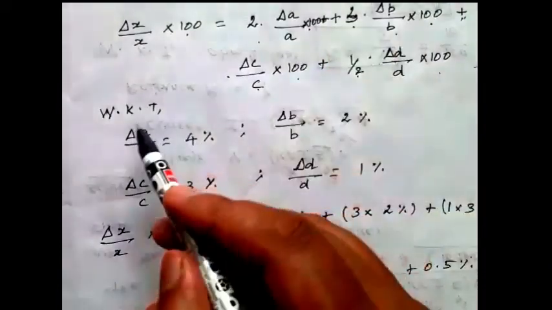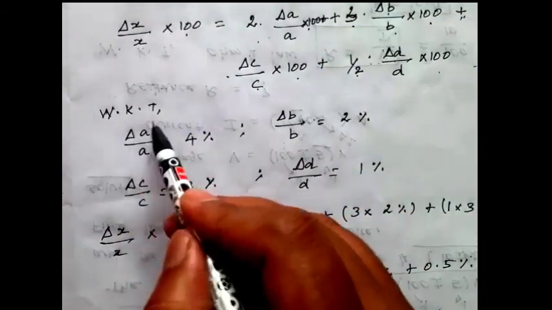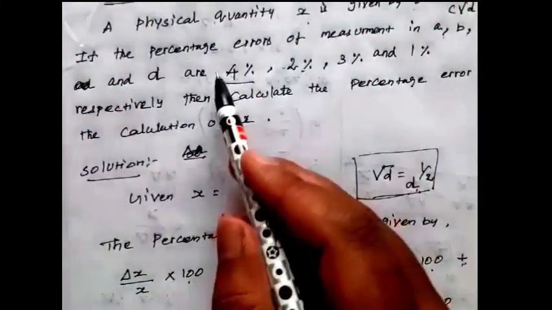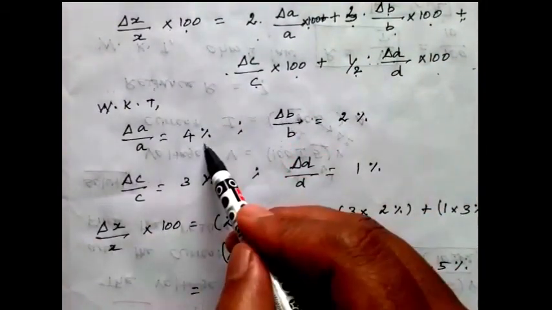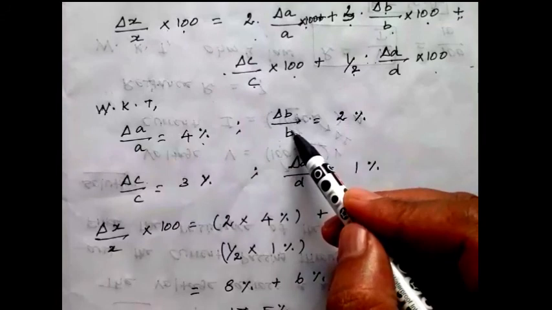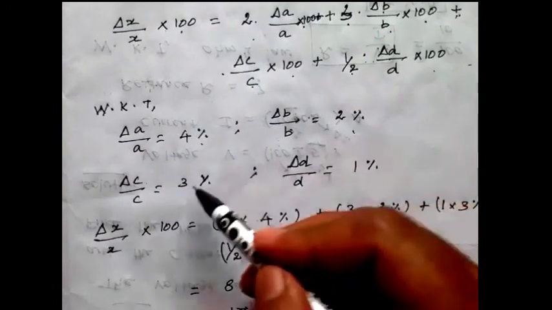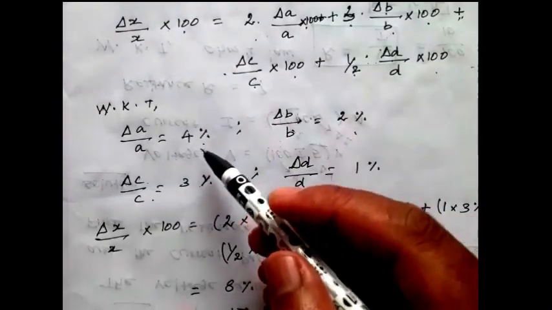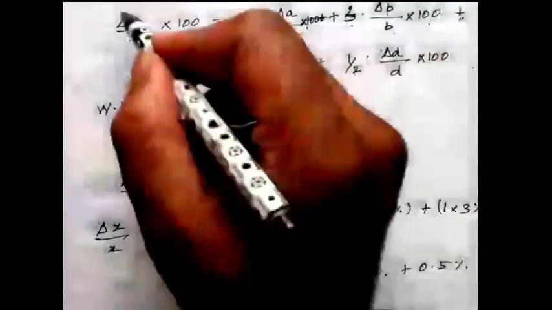Next, we already know the given data. We know that del a by a, that is percentage of error, is 4%. That is what we write here. So del a by a is equal to 4%, del b by b is equal to 2%, del c by c is equal to 3%, and del d by d is equal to 1%. This is the given data in the book. We take it and substitute it here.